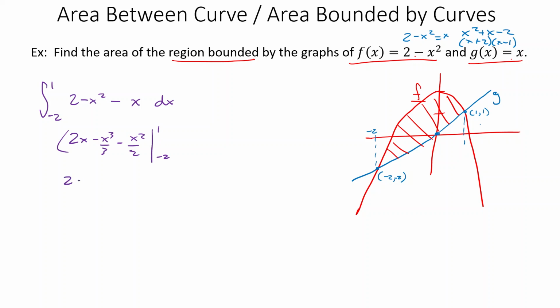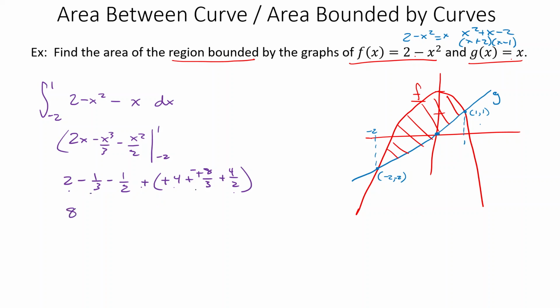Plug in 1, we get 2 minus a third minus a half. Minus plug in negative 2, we get negative 4 minus negative 8 thirds minus 4 halves. These are going to change to plus. We're going to distribute this negative then, minus plus like that. And let's see, we're going to have a 2 plus 4 plus another 2 is 8.